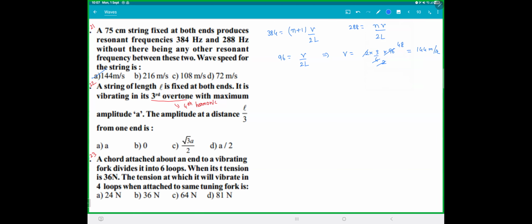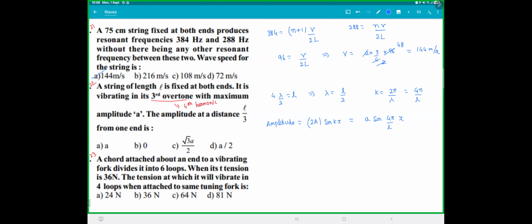So 4 loops, right? 4 lambda by 2 is equal to L. Lambda is equal to L by 2. So k will be 2 pi by lambda, which is 4 pi by L. And we know amplitude is equal to 2A sine kx. Here 2A is small a, sine kx, 4 pi by L x.